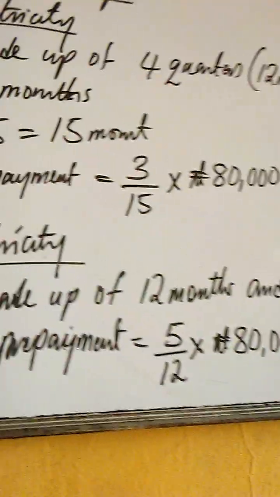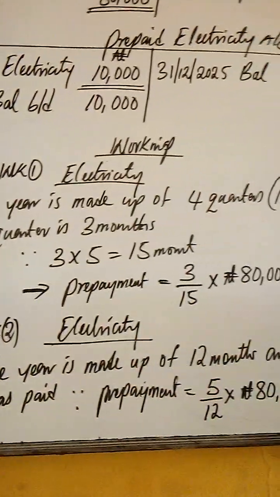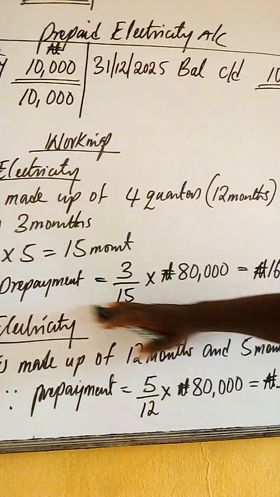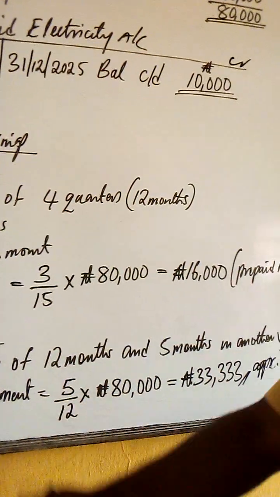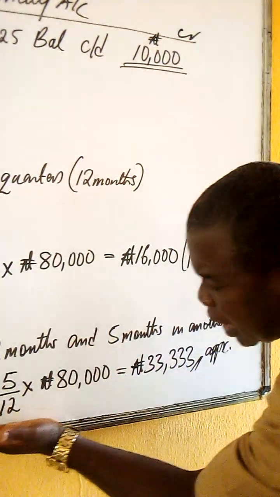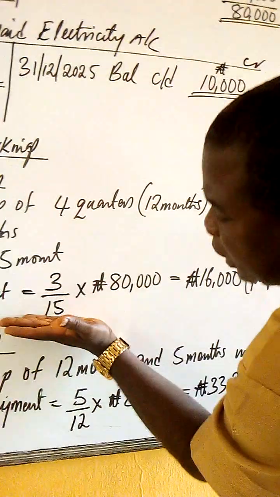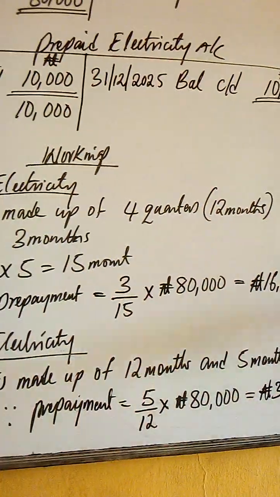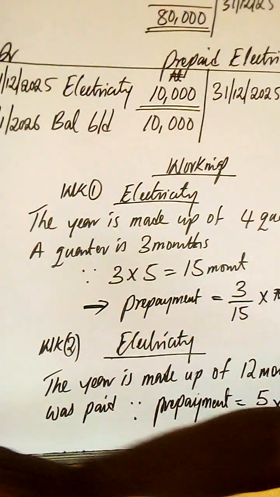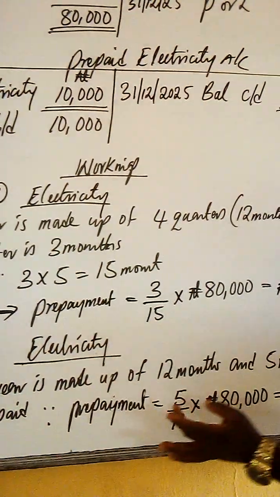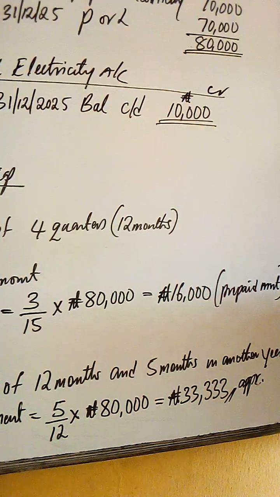Some learners will be confused. Why is it that here we are saying 3/15, while here we are saying 5/12? There's a difference. Here we're talking about quarters. If you're talking about quarters, you have to add the number of months that make up the quarters. But here we're talking about real life months. So if the question is talking about quarters, you must count the number of months in the quarters and divide the extra months by it. But in a situation like this scenario, you must say how many months are in the other year, divide by 12 times the amount paid for you to get the prepayment.